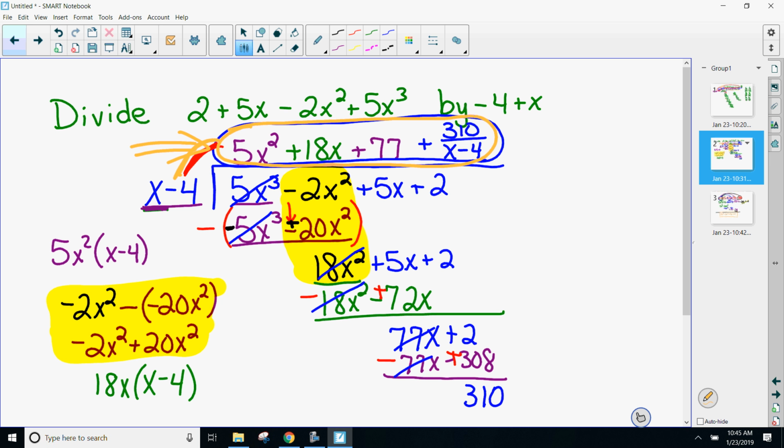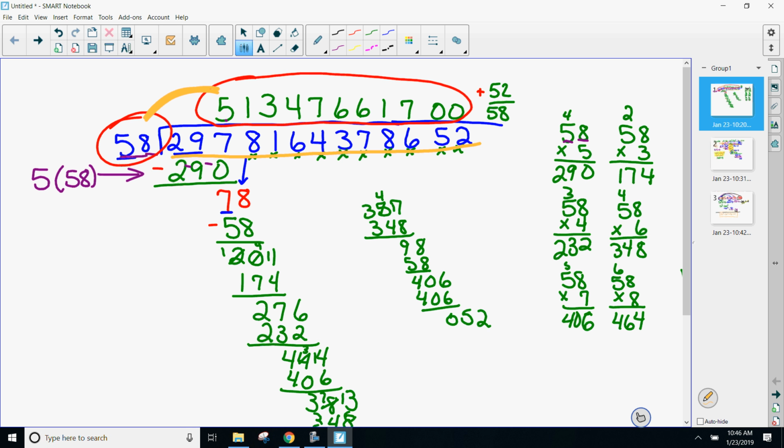To get 72, 18 times 4. Same process as the other one. It's the same process as the long division we all dislike.